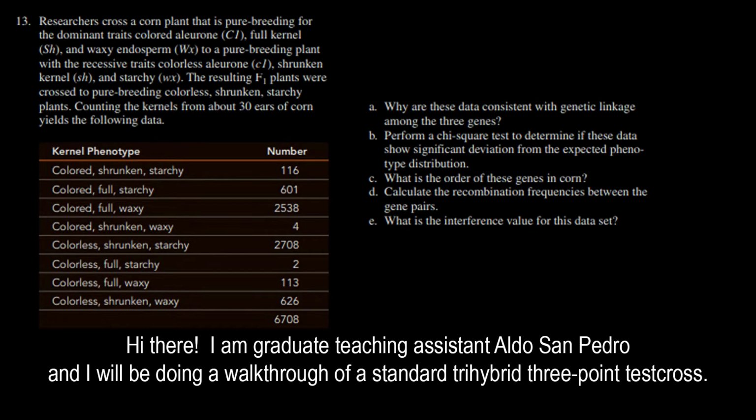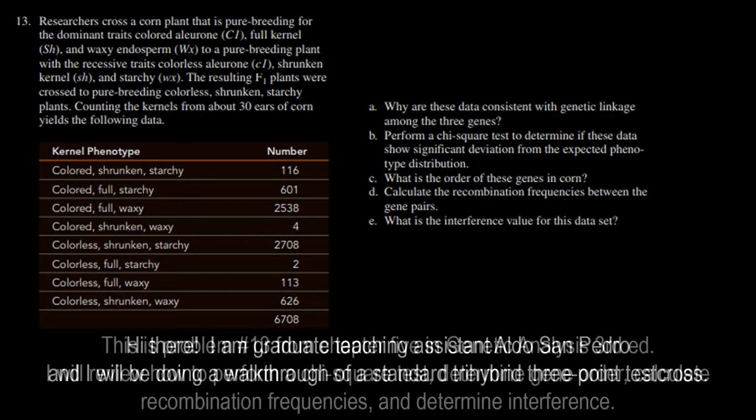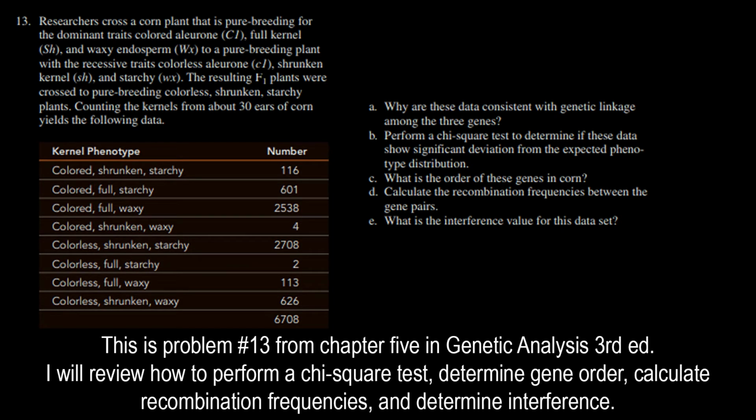Hi there, I'm graduate teaching assistant Aldo Sanpedro, and I will be doing a walkthrough of a standard tri-hybrid 3-point test cross. This is problem number 13 from Chapter 5 in Genetic Analysis 3rd edition. I will review how to perform a chi-squared test, determine gene order, calculate recombination frequencies, and determine interference.